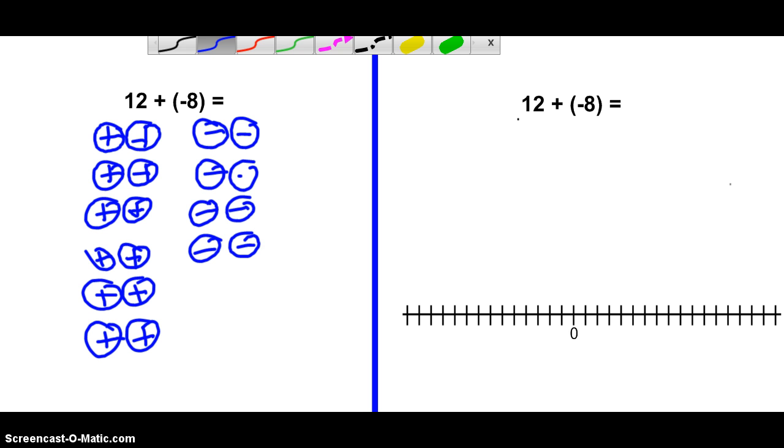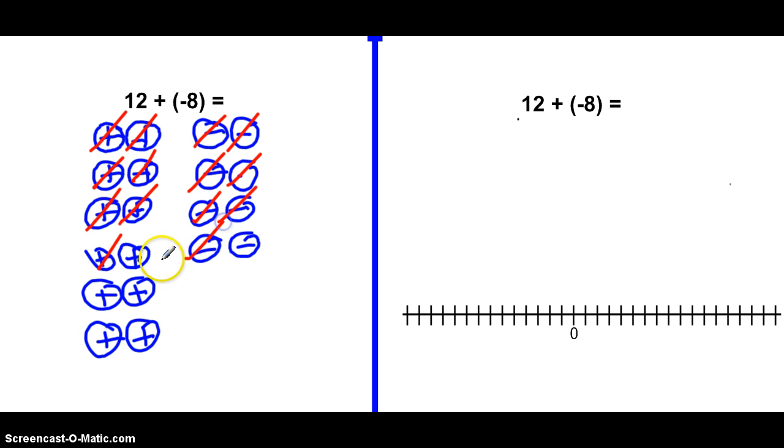Okay, now once again we have positives and negatives, so we are going to simplify this with our 0 pairs. So 1 positive, 1 negative is 0. 1 positive, 1 negative is 0. And we're going to continue slashing one at a time all of the 0 pairs. Okay, get used to that term, 0 pairs. Now once I've gotten rid of all the 0 pairs, here's what's left. 4 positive chips. The answer is positive 4.